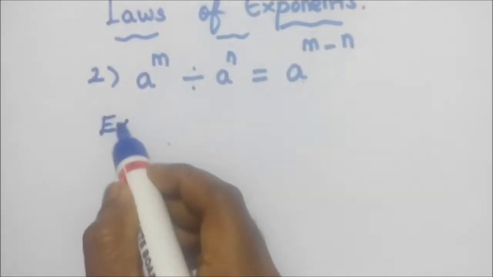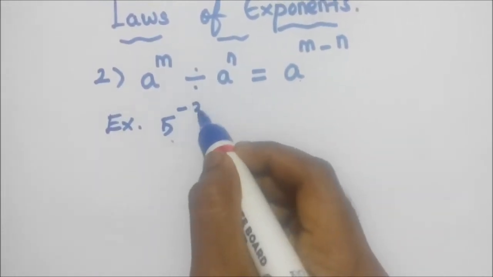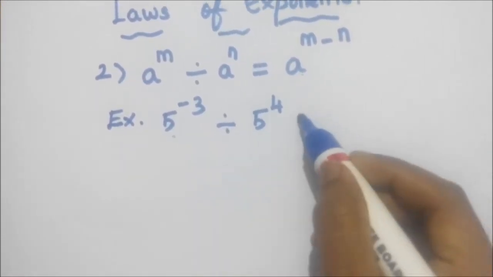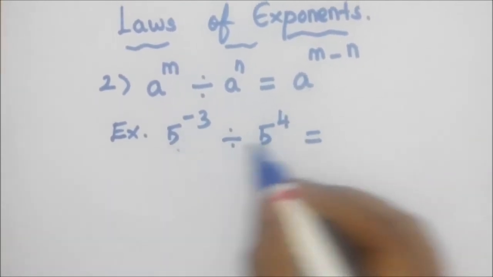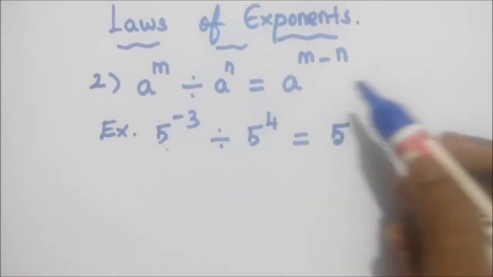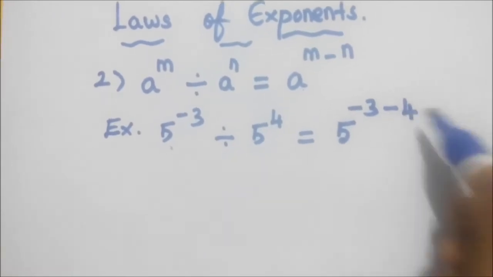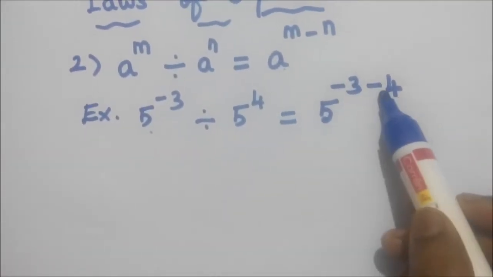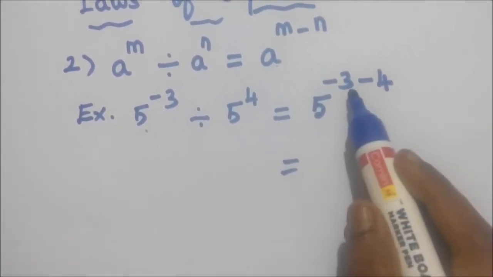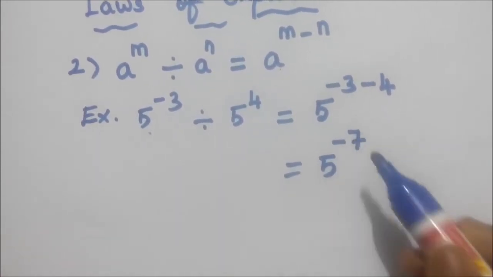Now let's see one example. 5 raised to the power minus 3 divided by 5 raised to the power 4 is equal to, see the base is same, so 5 only will come. Now the power, what we need to do? We need to do subtraction. So minus 3 minus 4. Here both have a common sign. So what we need to do? We need to add and we need to put the common sign. 5 raised to the power minus 7.